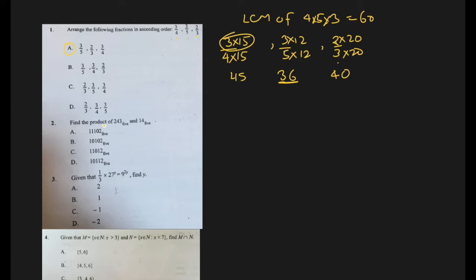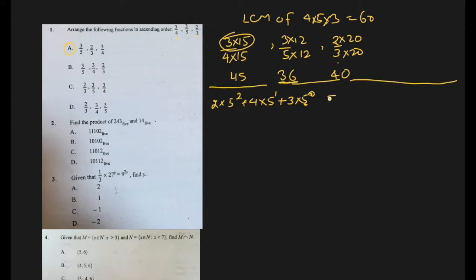Number 2, find the product of 243 base 5 and 14 base 5. So let's convert. Whenever we want to convert from one base to other, first convert them to decimal, the normal ones. For that, we start with the unit digit, which is 3 in this case, times 5 to the power 0. This is the base to the power 0. And then 4 times base to the power 1. And then finally we have the last digit, which is 2 times 5 to the power 2.